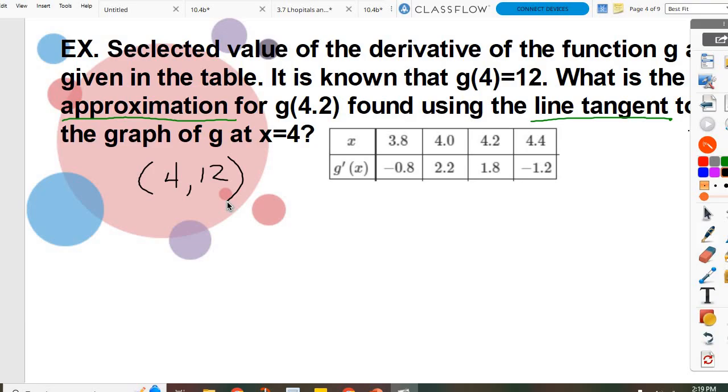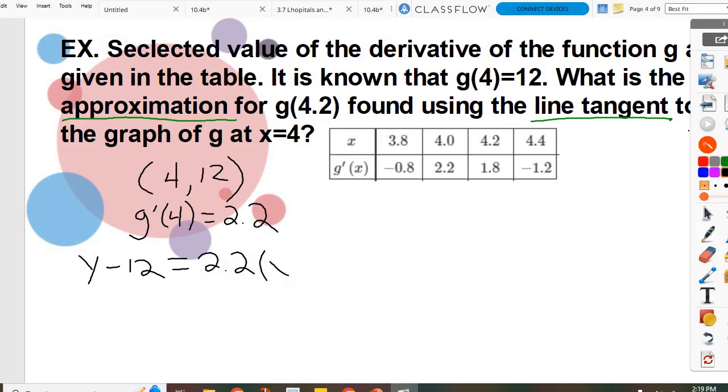Do they give us a slope? What is the slope of the tangent line, in general? Derivative. The derivative, yes? Do they give us the derivative at 4? Yeah, what is our derivative at 4? So do I have enough information to make a line? Yeah, so I have y minus 12 equals 2.2 times x minus 4.